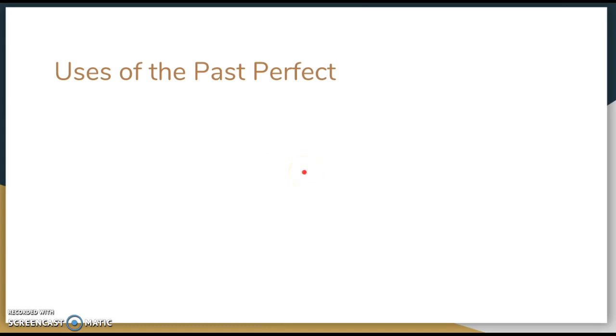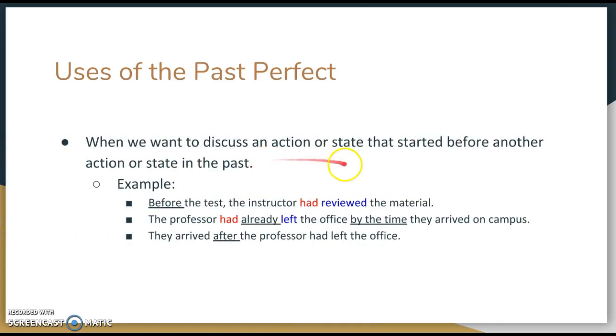The uses of the past perfect. The main use actually is when we want to talk about an action or state that started before another action or state in the past. So in other words, there's two things occurring when we use past perfect. So for example, before the test, the instructor had reviewed the material.